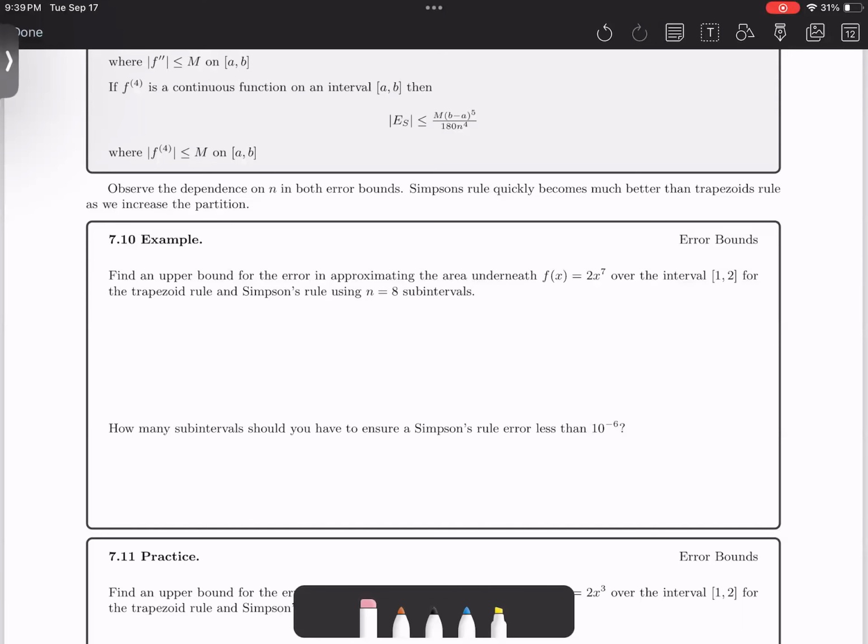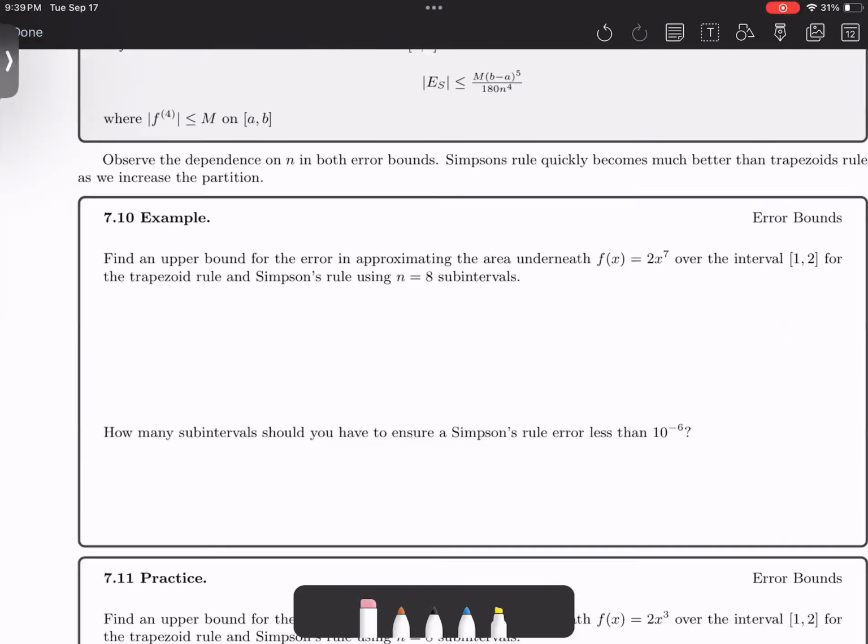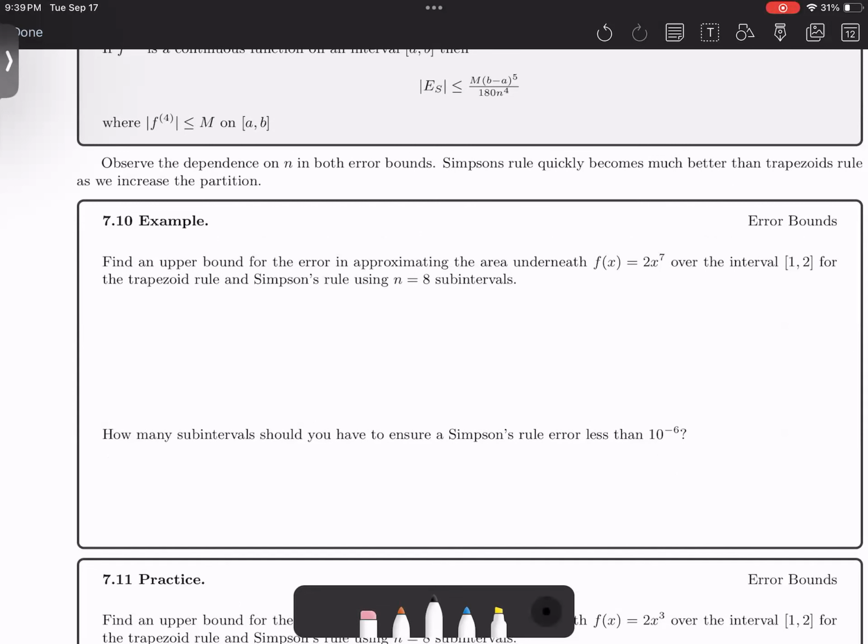With every approximation, there's a certain amount of error involved, and we have two upper bounds for the error. So effectively, the worst case scenario for what the error could be. Let's consider this example where we are attempting to approximate the integral of f of x, which is 2x to the 7th, over the interval 1 to 2. And I want to find the worst case scenario for the error using trapezoid rule and the worst case scenario for the error using Simpson's rule.